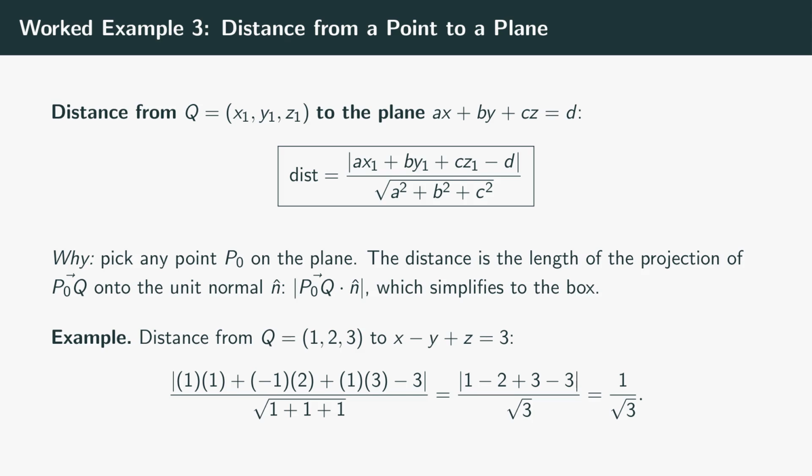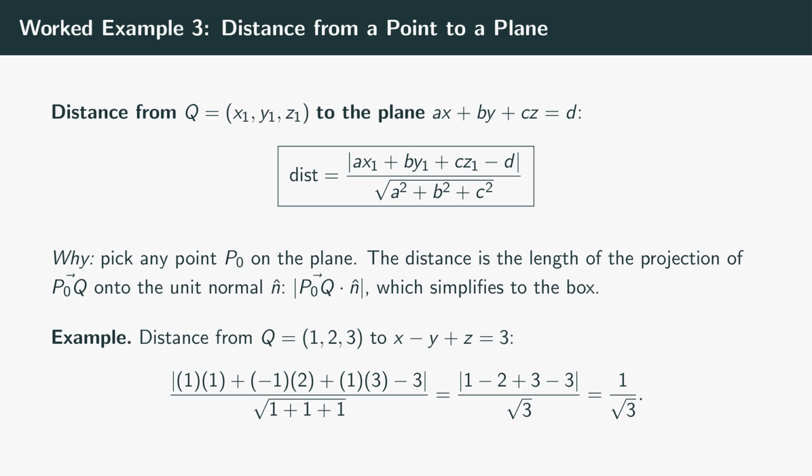Last example, how far is a point from a plane? Let Q be the point, and let the plane be ax plus by plus cz equals d. The distance is the absolute value of a times x1, plus b times y1, plus c times z1, minus d, all divided by the square root of a squared plus b squared plus c squared. Here is where it comes from.